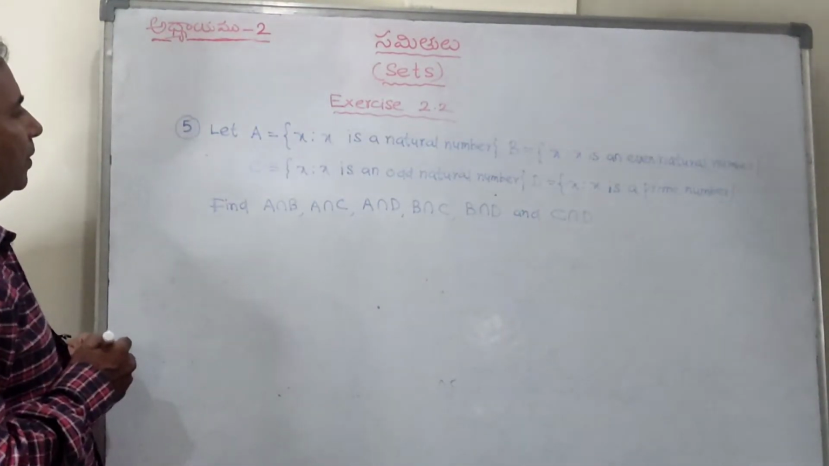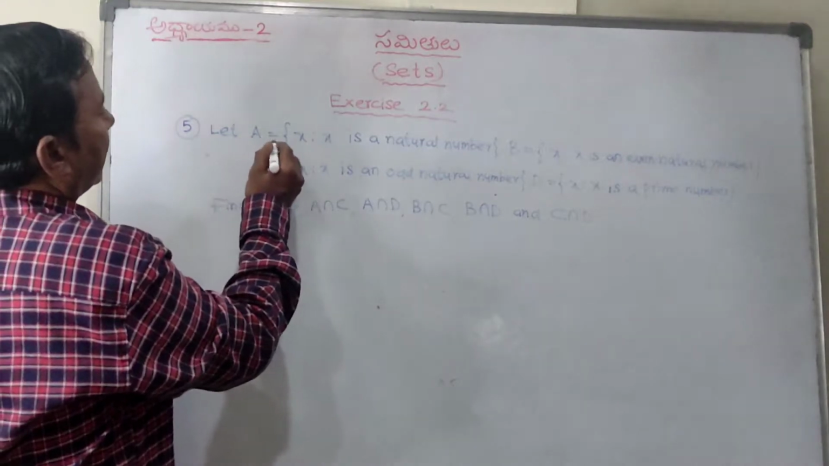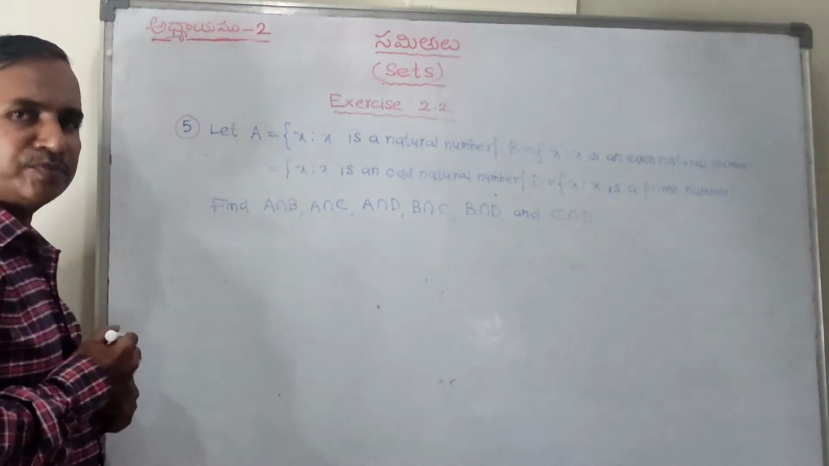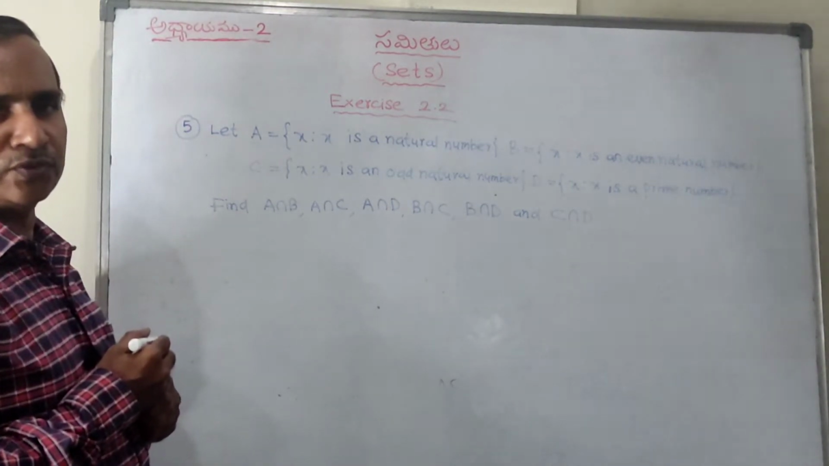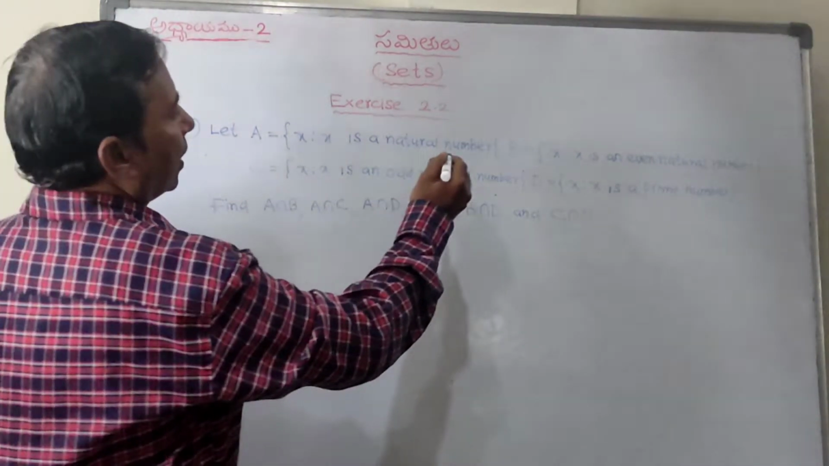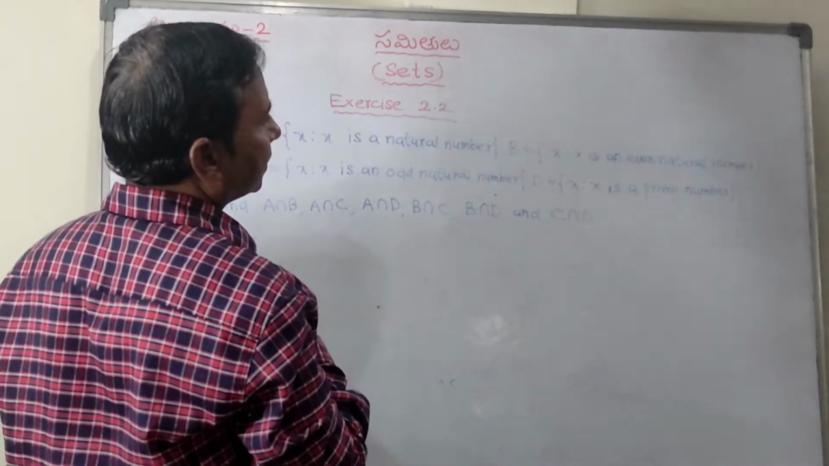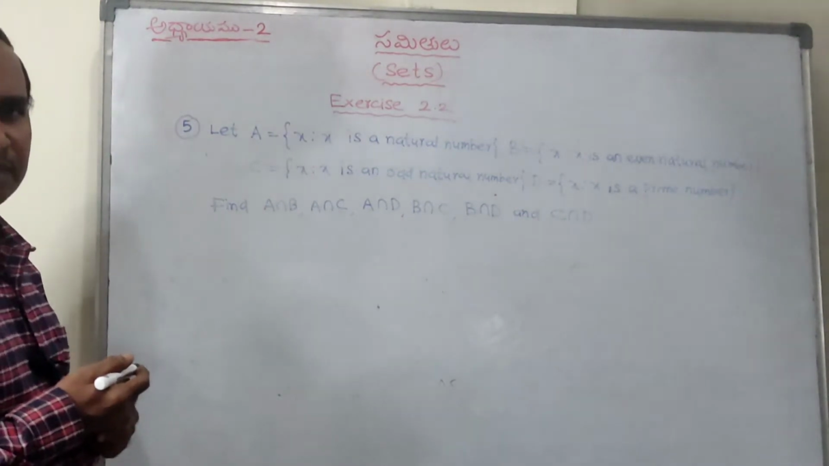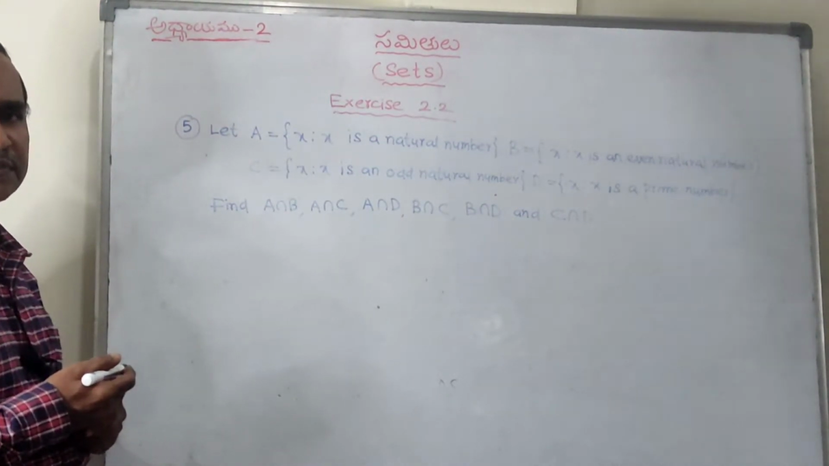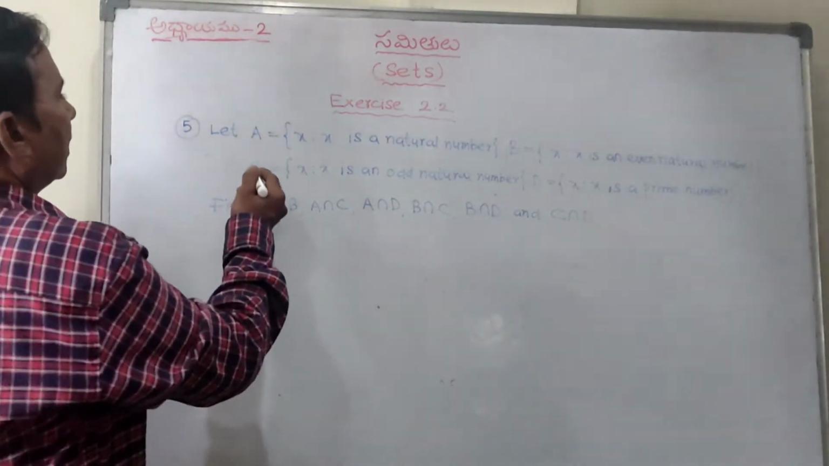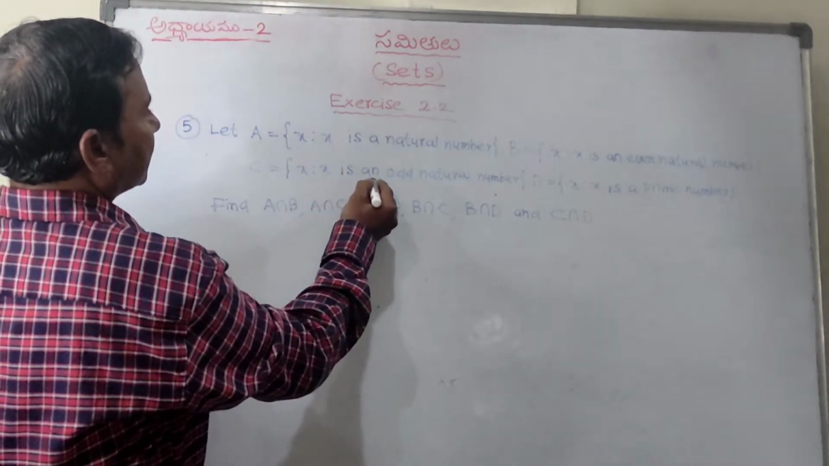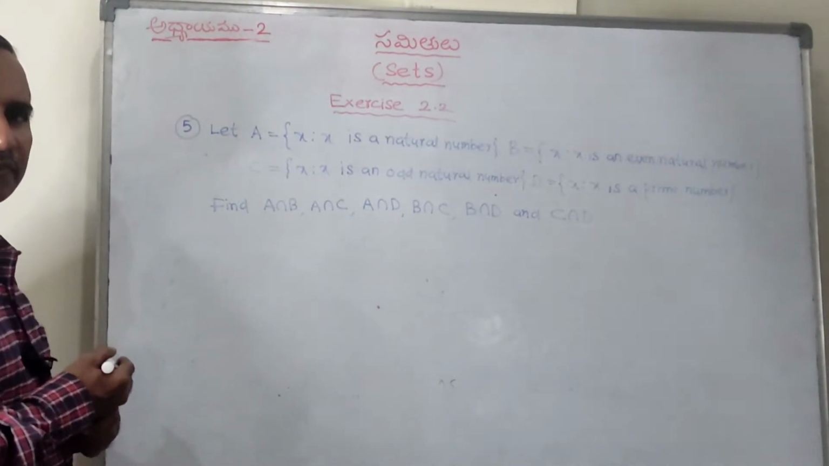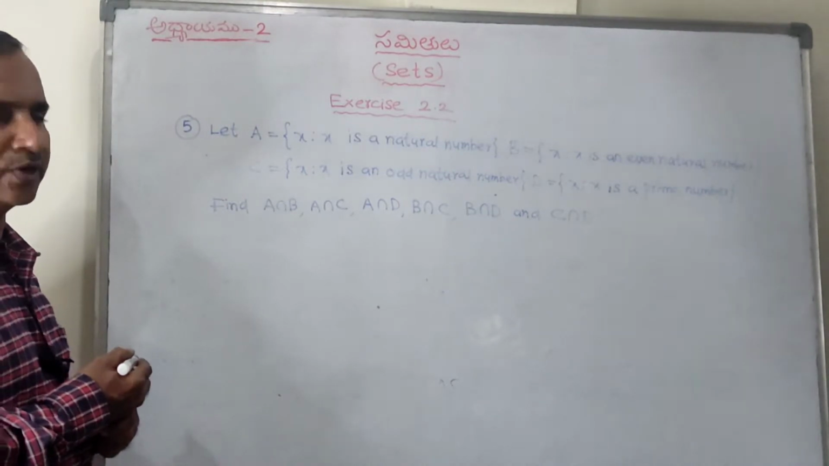Now see the fifth bit. Let A equals to x such that x is a natural number. Natural numbers means starting from 1, 1, 2, 3, 4, and so on. And B is equals to x such that x is an even natural number. Even natural numbers are nothing but even numbers. What are they? 2, 4, 6, 8, like that, isn't it? C is equals to x such that x is an odd natural number. Odd natural number means odd numbers. Odd numbers are 1, 3, 5, 7, so on, like that, isn't it?